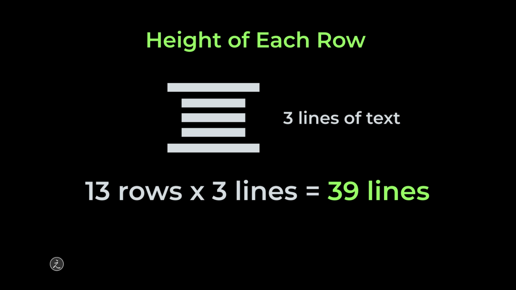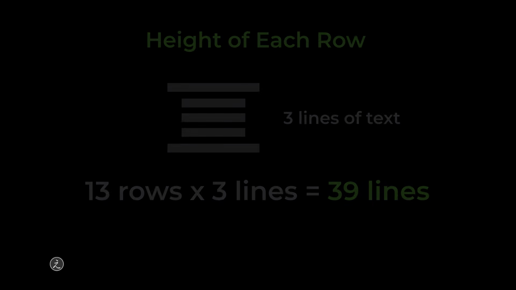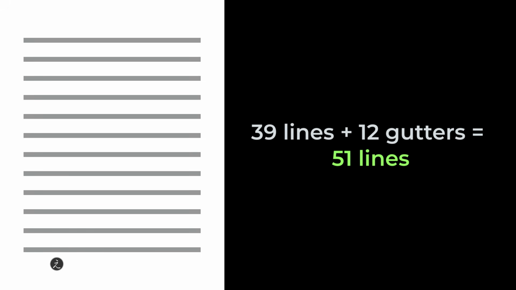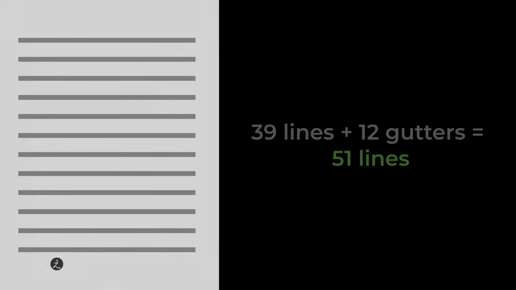That equals 39 lines. Now let's not forget the spacing between the rows, the gutter space. In this case, we'll have a total of 12 gutters. That will be 39 lines times 12 gutters. That equals 51 lines from the top margin to the bottom margin.